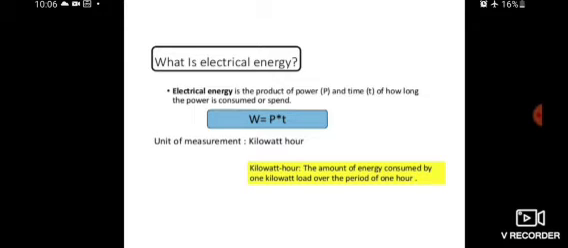What is electrical energy? Electrical energy is the product of power and the time for which the power is consumed or spent. That is, W is equal to P into T. The unit of measurement is kilowatt hour. The amount of energy consumed by a 1 kilowatt load over a period of 1 hour is called a kilowatt hour.